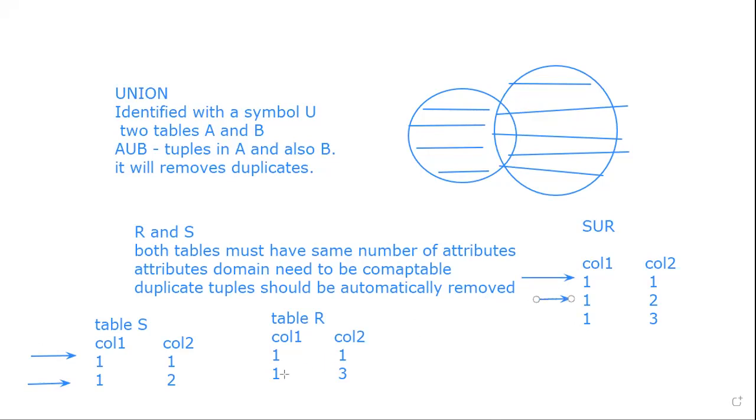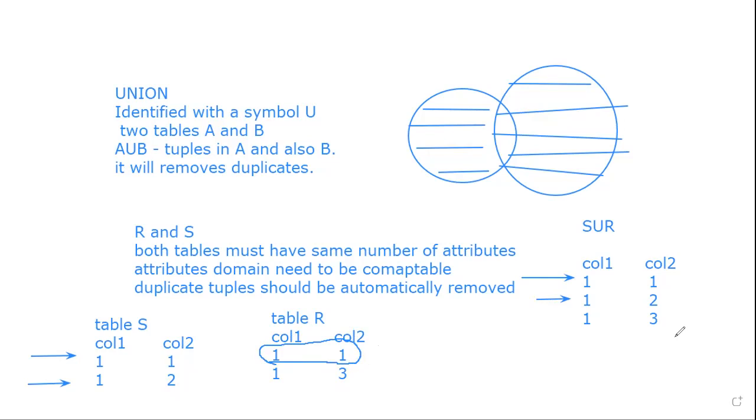We have 1, 1. But when you see, 1, 1 is already there. So what we are saying is that it will remove the duplicates, meaning the same tuple should not appear again. That's why I didn't add this one. Next, 1, 3 is there. 1, 3 is not repeated here, so that's why 1, 3 is taken.